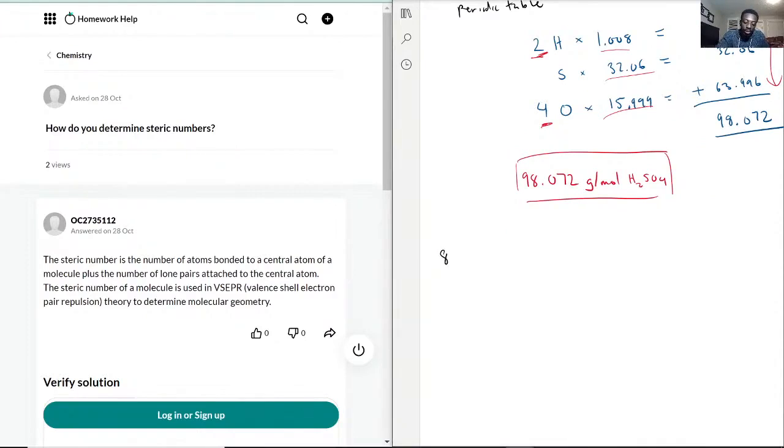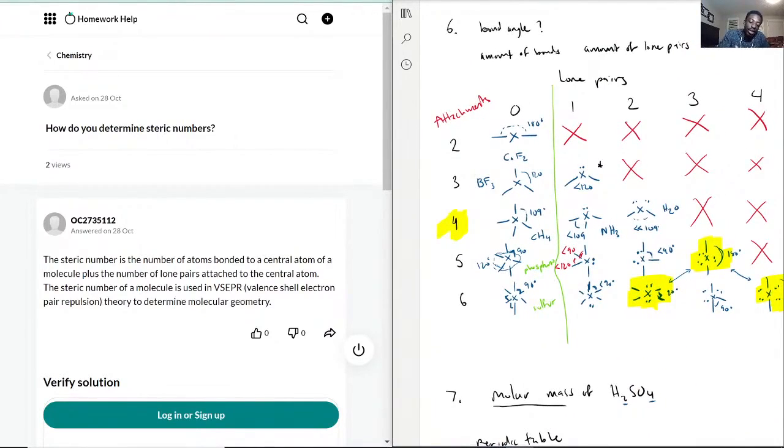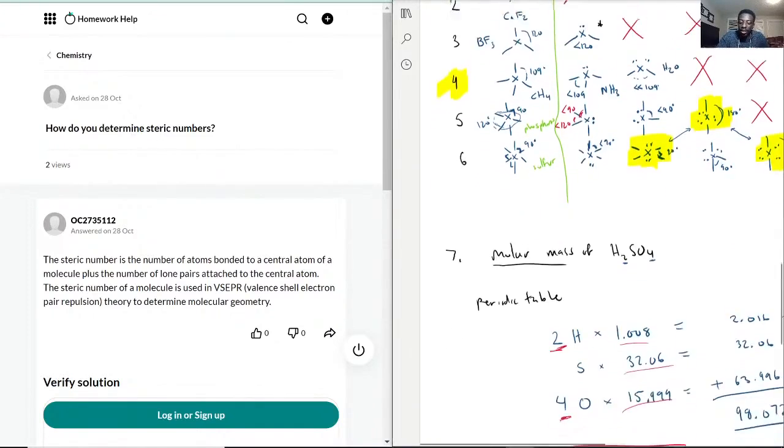How do you determine steric numbers? So, funny enough, I don't know if you caught on what I said earlier, but when I was doing this question, number 6, I said attachments, but this is actually what's known as the steric number.